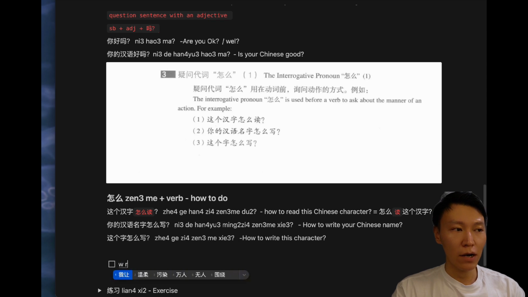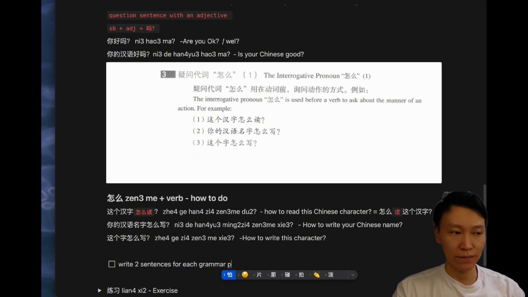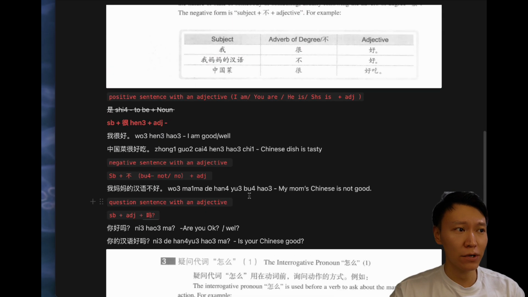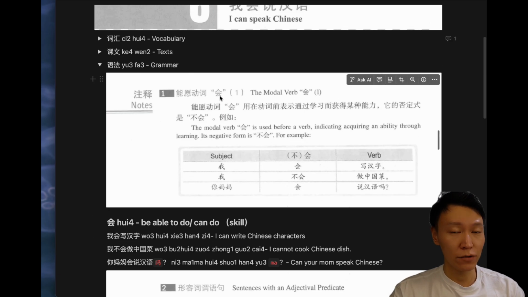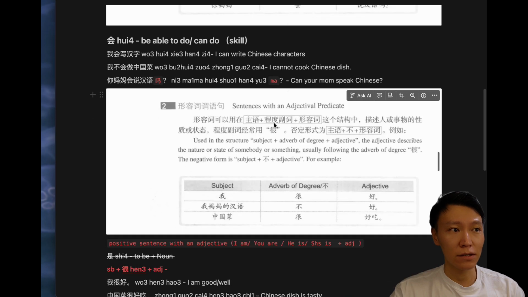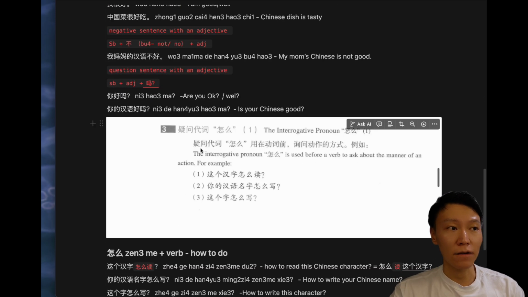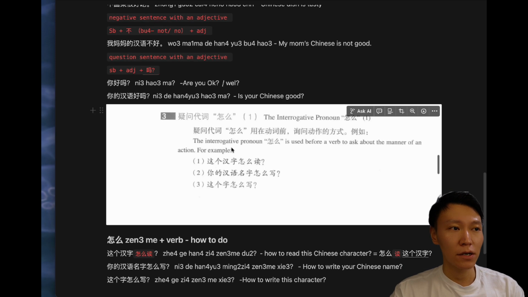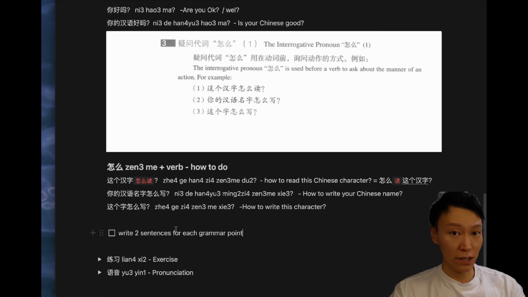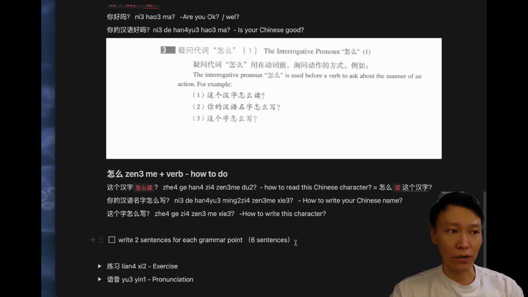So I think I will give you a homework. Homework is to write 2 sentences for each grammar point. So we have 3 grammar points. The first one is 会, to be able to do. The second one is when we have a sentence like I am, you are plus an adjective structure. And the third one is 怎么, which means how to do it. So write 2 sentences for each grammar point. Altogether it should be 6 sentences to practice your Chinese.